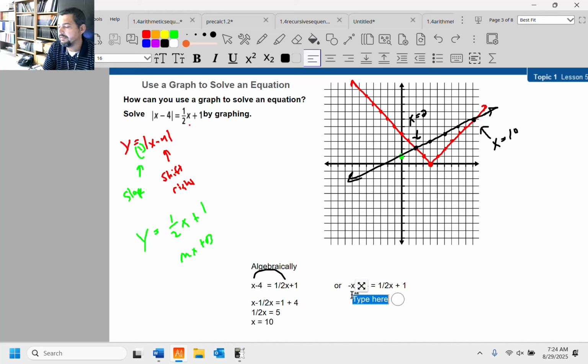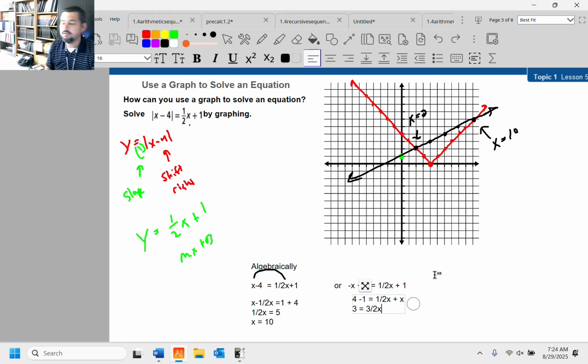Over here, I think I'll shift my numbers to the left and my x's to the right. Sorry, I said that backwards. 4 minus 1 is 3, and 1 half x plus x is going to be 3 halves of x.